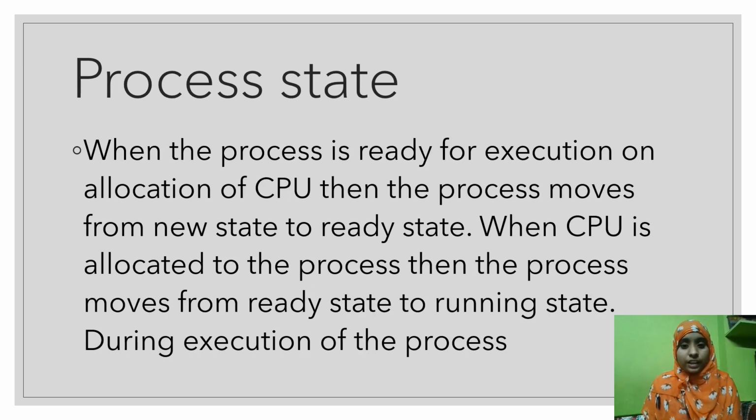When the process is ready for execution, with allocation of CPU, then the process moves from new state to ready state. When CPU is allocated to the process, then the process moves from ready state to running state during execution of the process.